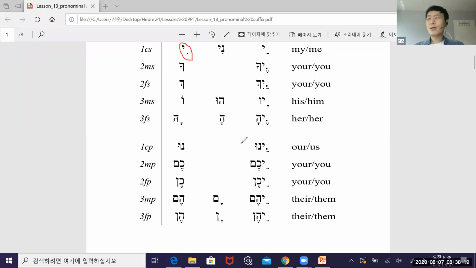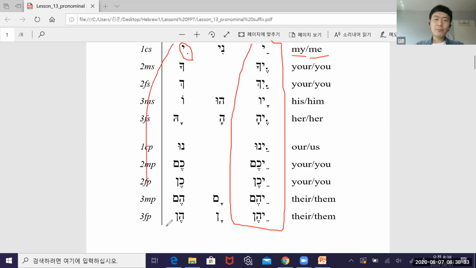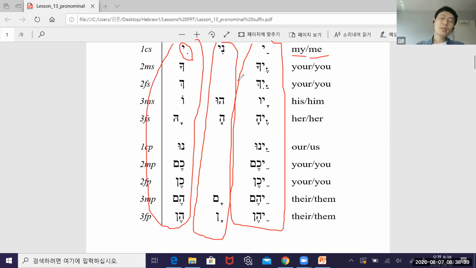Can you see? This is type 1, meaning my or me. And these are type 2. And these are type 1. And these are alternative forms. So you need to be familiar with these. I'm trying to say that these are not really new to us. Why? Because there is still similarity: kaf always has something to do with second person. Can you see that?